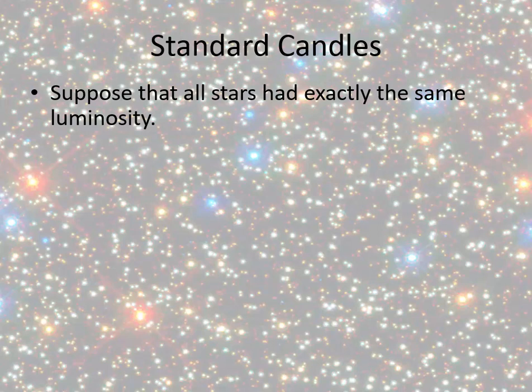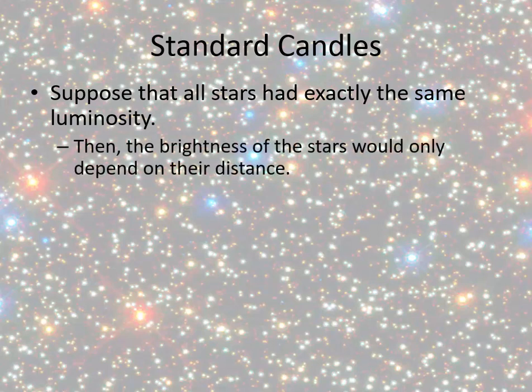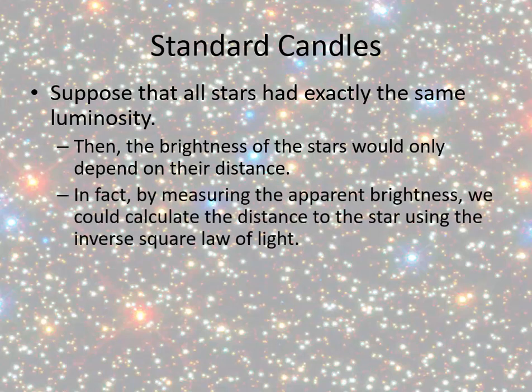So, standard candles. Well, pretend that all stars had exactly the same luminosity. Well then, the brightness of a star would only depend on its distance from us, as well as any sort of dust that might be between us and the star. That's something we have to take into consideration, but luckily that's easy to measure. We call that extinction, and we'll talk about how to correct for that later.